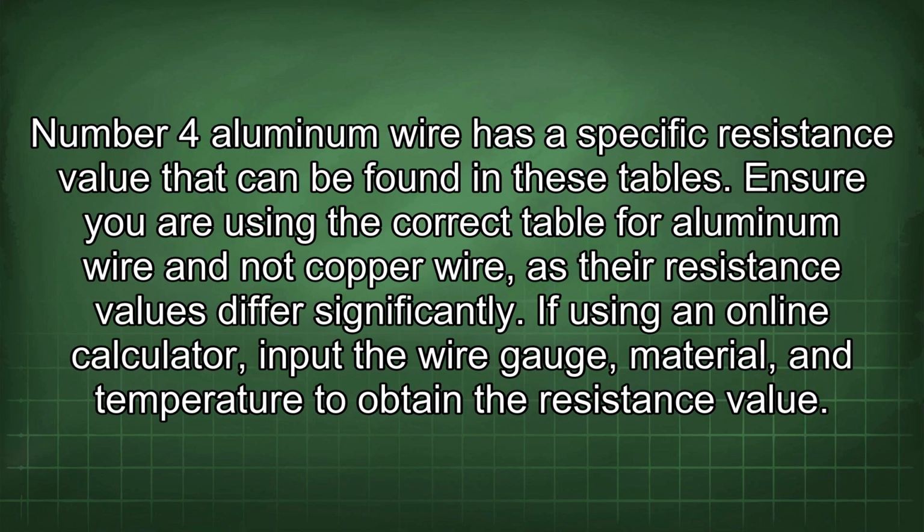Number 4 aluminum wire has a specific resistance value that can be found in these tables. Ensure you are using the correct table for aluminum wire and not copper wire, as their resistance values differ significantly. If using an online calculator, input the wire gauge, material, and temperature to obtain the resistance value.